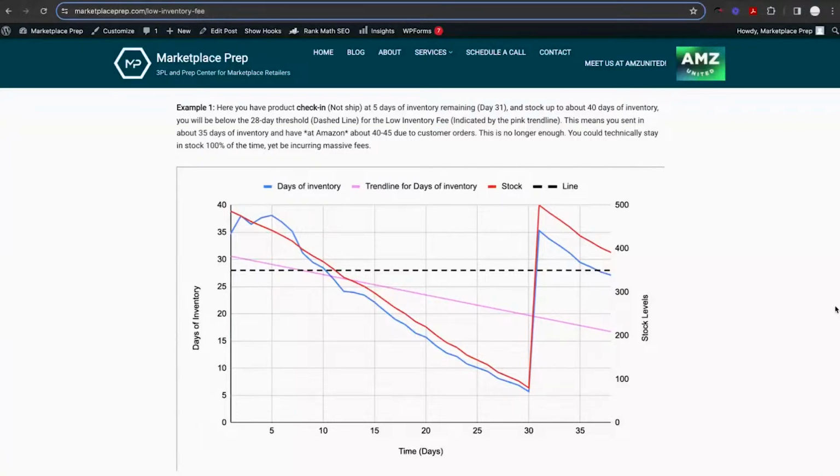But in a simple sense, this is a seller that normally stocks, like gets it up to about 40 days of stock. And then once they start running out, hitting about 5 days, more stuff checks in.